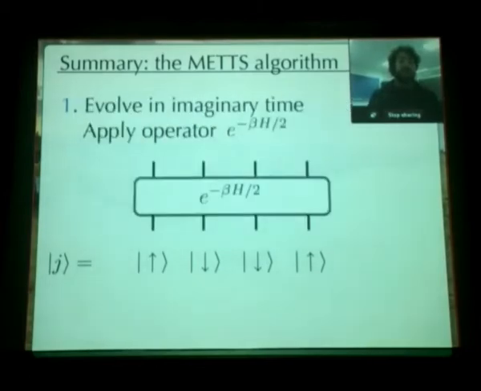And we're thinking also of a 1D system. So you start with product states, and then you evolve this product state in imaginary time. All that means is that you apply the operator e to the minus beta H over 2. The over 2 is basically because this is a wave function, so that's like the square root of the density matrix. So you apply this operator, and I'll say more about how to do that.